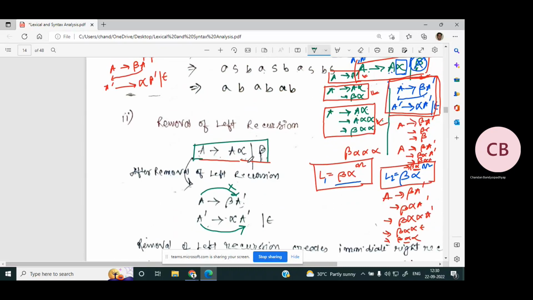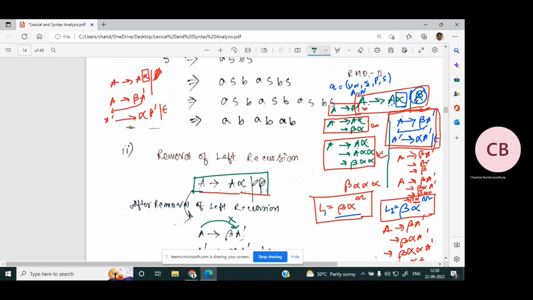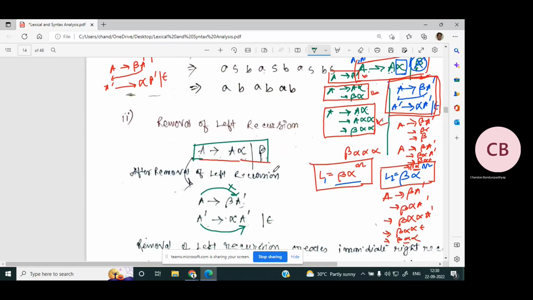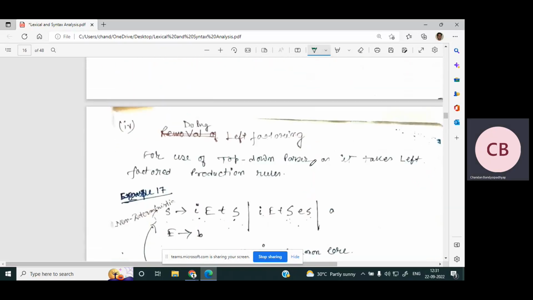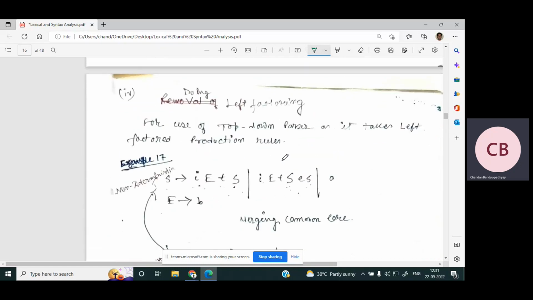Correct? What have we learned so far? We have learned only what is called left recursion. We have assumed that left recursion will create a problem for the parser. That's why we need to remove the left recursion. How we can remove it, the strategies we have seen. Okay. Now one more term I have to introduce, that is called left factoring. Correct? This is a very simple thing.